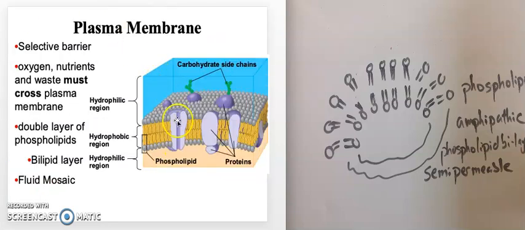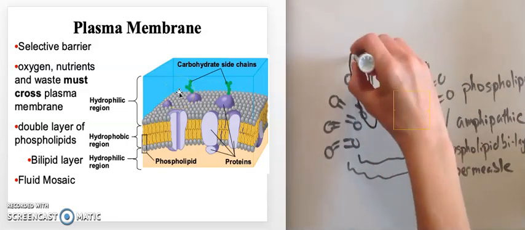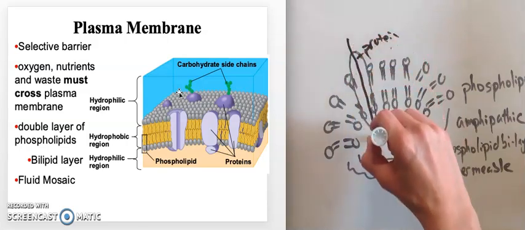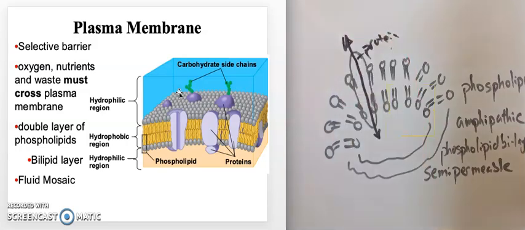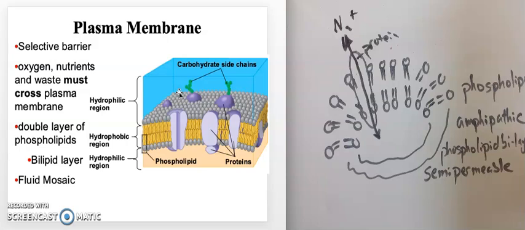So there are also proteins that make up the cell membrane, embedded in the cell membrane. And there are lots of different functions that these proteins have. Some of them make channels that allow for transport of molecules like ions into and out of the cell.